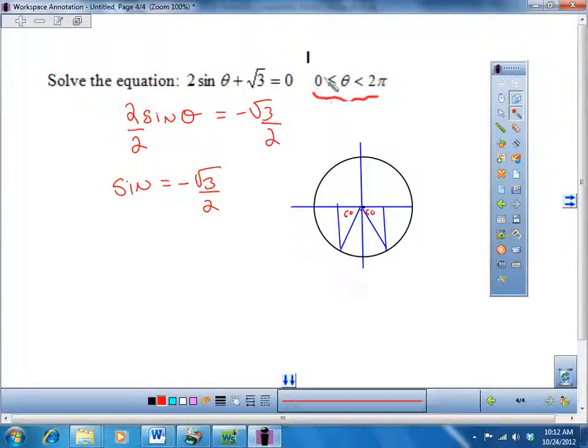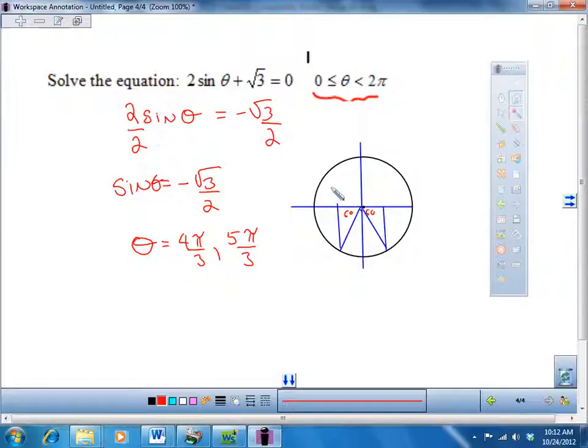So you want to express this answer from 0 to 2 pi. To go from here to here, how many pi's over 3 is that? 4. So theta equals 4 pi over 3. And what else? How many pi's over 3 to get to here? 5 pi over 3. And then you are done, because this doesn't ask for all solutions, it just asks for all the solutions between 0 and 2 pi.